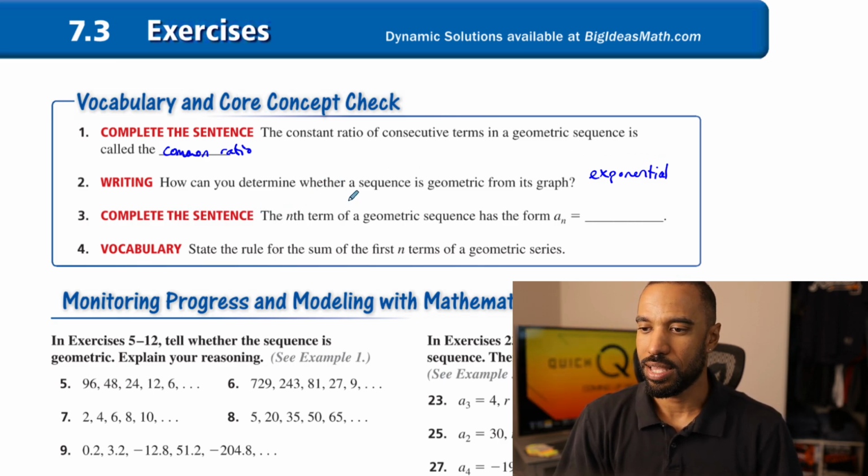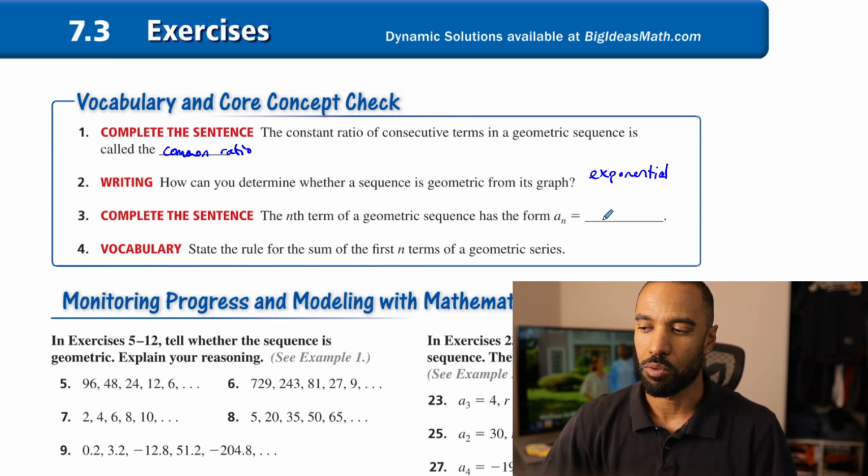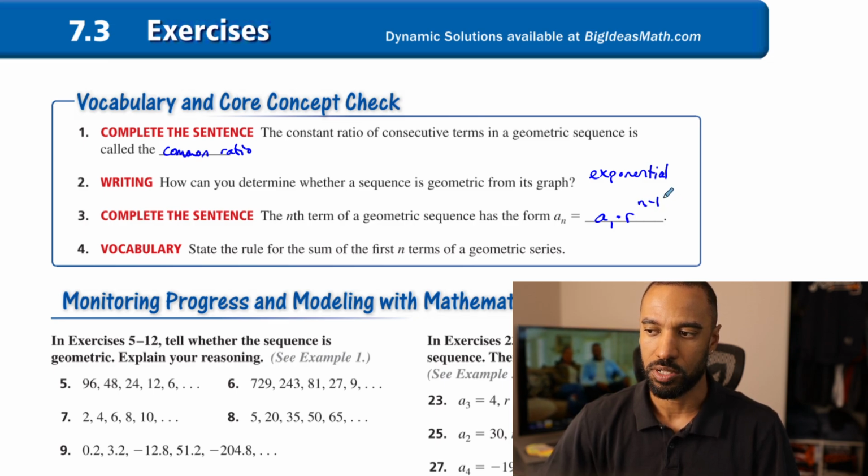Complete the sentence number 3. The nth term of a geometric sequence has the form a sub n equals. Now this is that rule basically. You want to take the first term and multiply by the common ratio n minus 1 times, to the n minus 1 power.